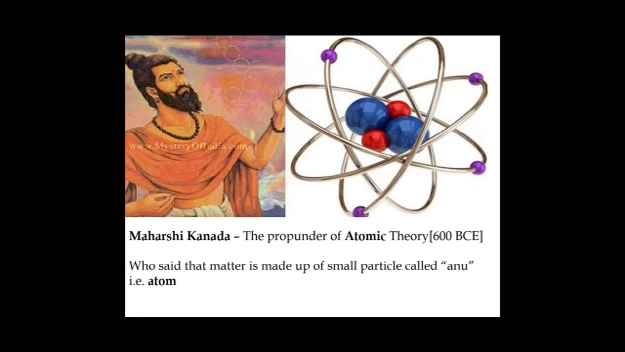Let us study the historical perspectives of the atom one by one. First, we discuss Maharishi Kanath. Maharishi Kanath is the propounder of atomic theory, an ancient Indian philosopher famously known as Acharya Kanath. He knew atomic theory 2500 years before John Dalton. John Dalton was the one who first proposed a theory about the atom.